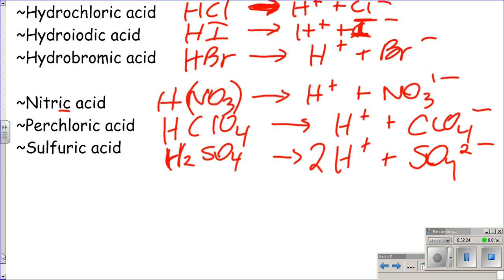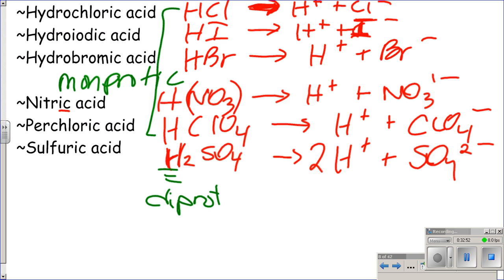Which of these are monoprotic acids? Monoprotic acids. What does mono mean? One. What does protic refer to? Proton. Which of these has 1 proton? The first 5. These are all monoprotic acids. The last one is a diprotic acid because there's 2 protons. Diprotic acid.